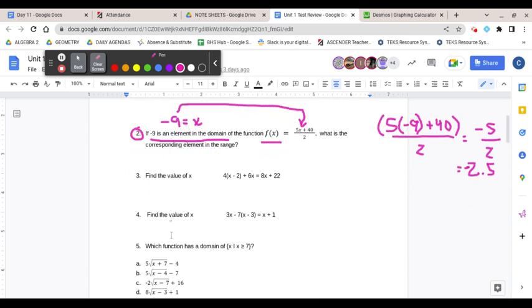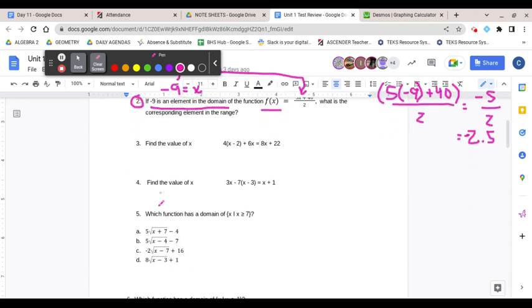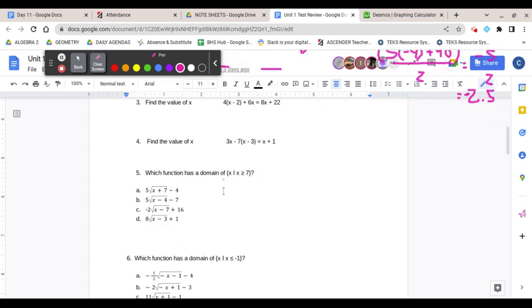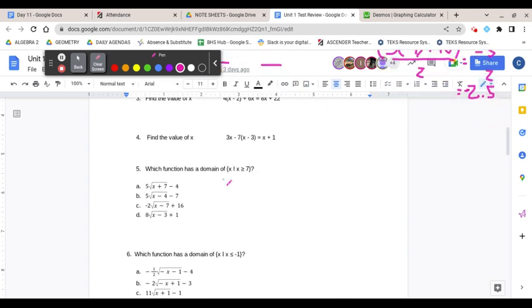Okay, let's bump down to number 4, finding the value of x. So again, first thing we need to do is simplify each side, combine like terms on each side. And once that's done, then we get the x by itself. So starting over here, we have 3x minus 7 parentheses x minus 3. So first thing we need to do is distribute the negative 7 through x minus 3. So we have 3x minus 7x plus 21, because negative 7 times x is negative 7x, negative 7 times negative 3 is positive 21, equals x plus 1.